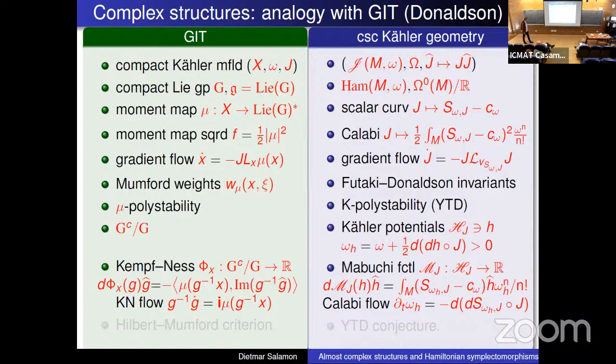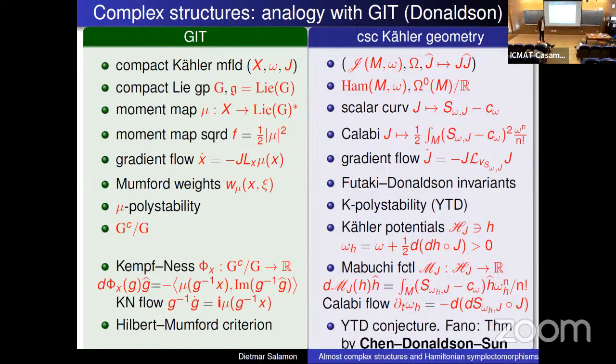And the Hilbert-Mumford criterion, the analog of it becomes the Yau-Tian-Donaldson conjecture, which was then proved in the Fano case by Chen, Donaldson, and Sun about 8-9 years ago. So this analogy, the second half of this page, only applies to the integrable case.